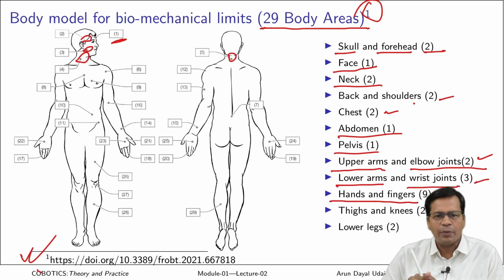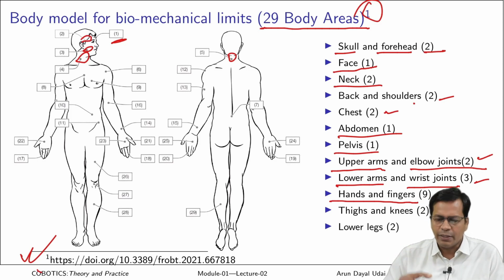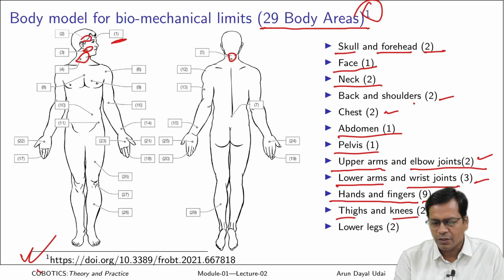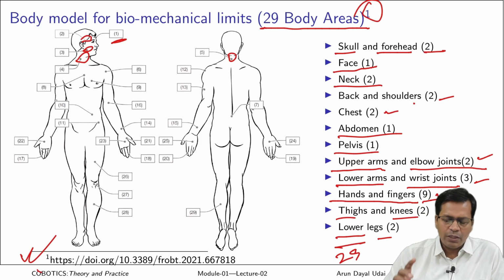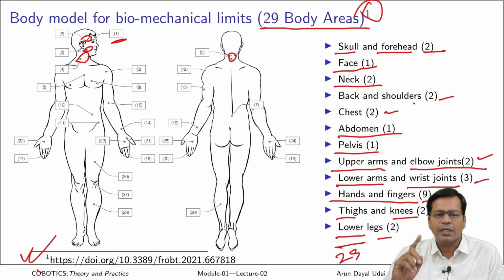Actually there are dominant as well as non-dominant contact points, so that is why it is 9 over here. Thighs and knees there are 2 and lower legs there are 2. So altogether there are 29 contact points which are studied. This is all about the quasi-static contact. Mind it, there is no separate study that was conducted for transient contact.